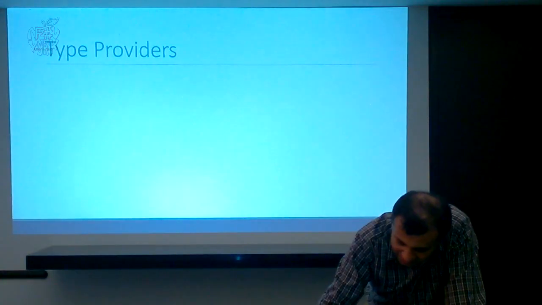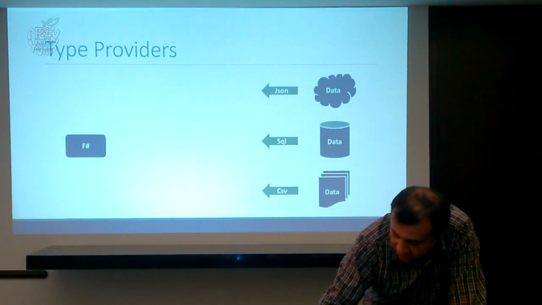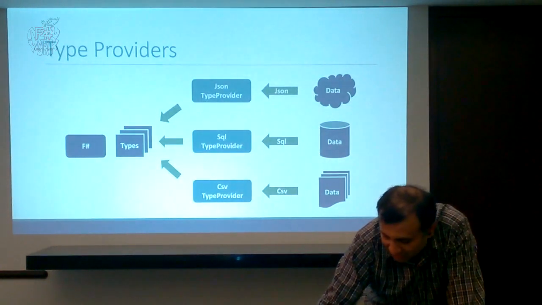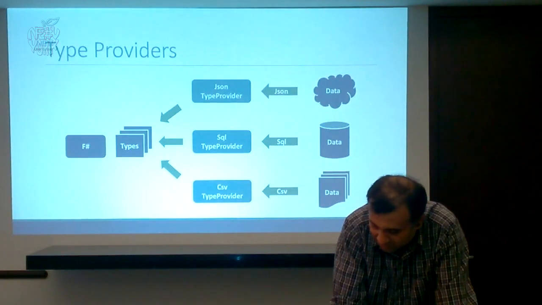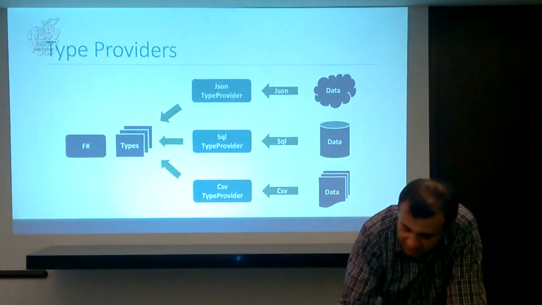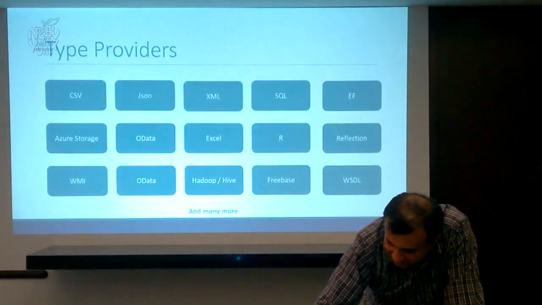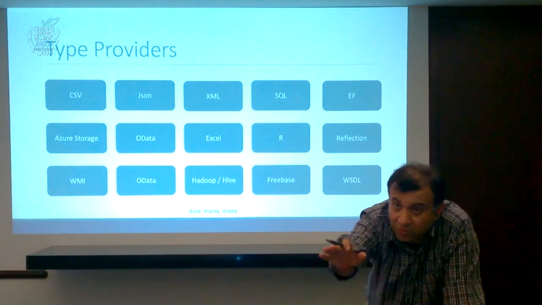Type providers. So what are type providers? Type providers are essentially ways for you to find data from different sources. Our world is filled with different sources of data, and you have these F# types, right? So you could have data coming from SQL, CSV, JSON. There's a whole bunch of type providers. This is a list of type providers that are predefined, many more. You can define your own type provider.